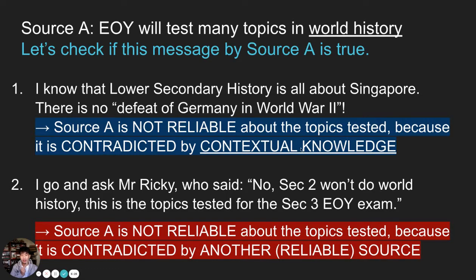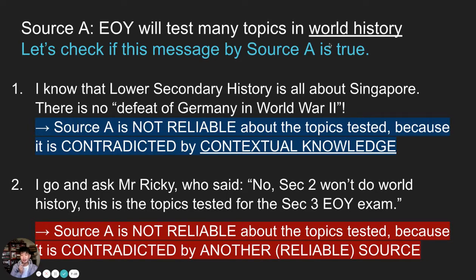Either one of these methods would help you check reliability of source A. Either one. Don't have to do both. So, if I find out that source A says EOY would test topics in world history, but I myself know that there is no defeat of Germany, there is no world history in lower secondary, my contextual knowledge, right, contradicts the message of source A. Let me repeat that. My contextual knowledge contradicts the message of source A.